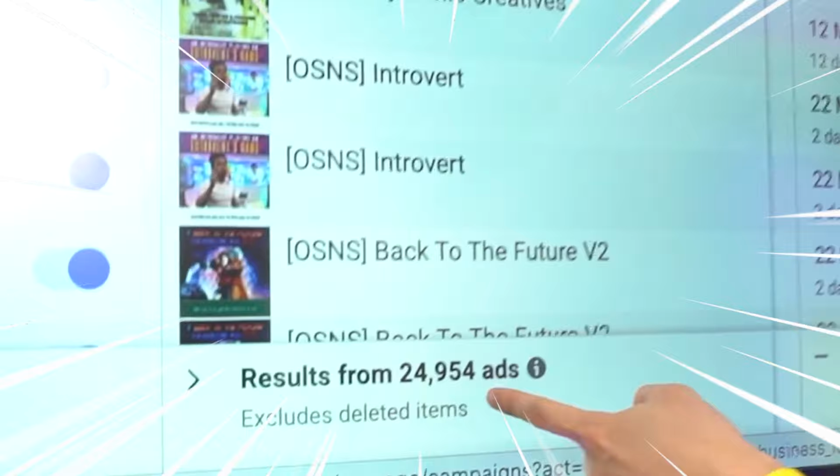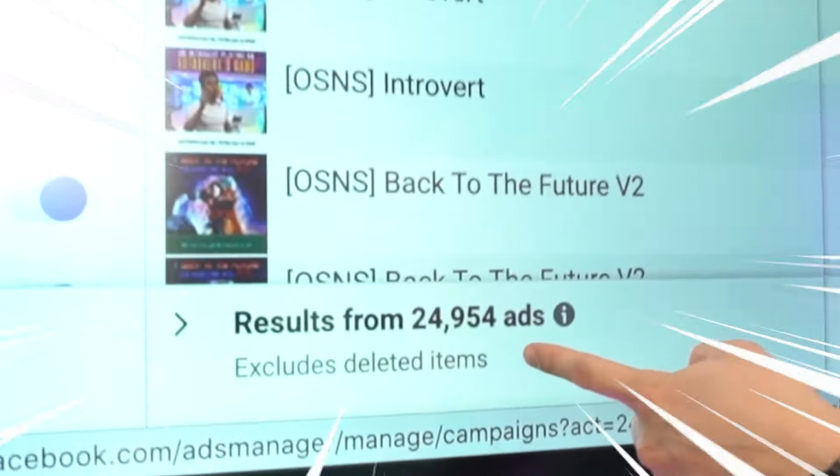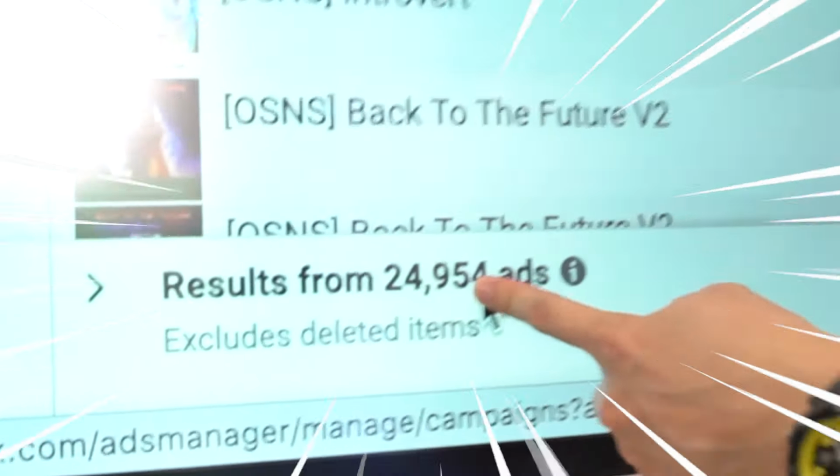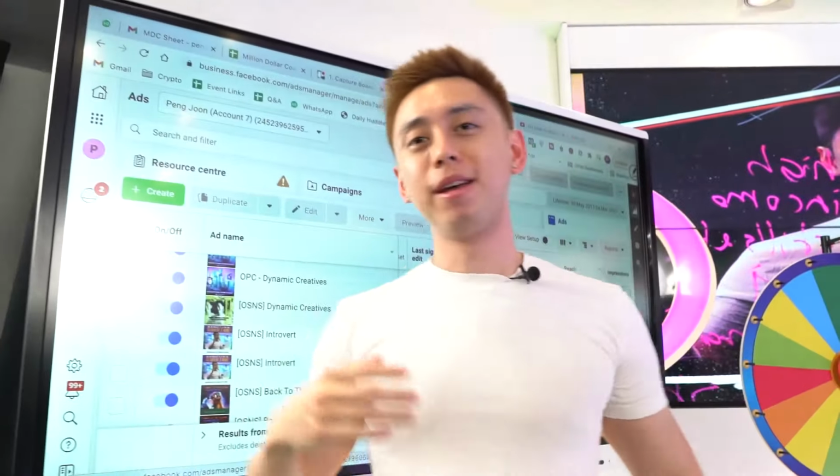As you can see, I'm in one of my ad accounts right now, and these are the amount of ads from this one ad account. Do you know what the number is? 24,954 ads created from this one ad account. Now, what does this mean?